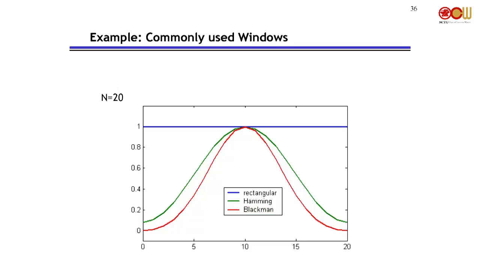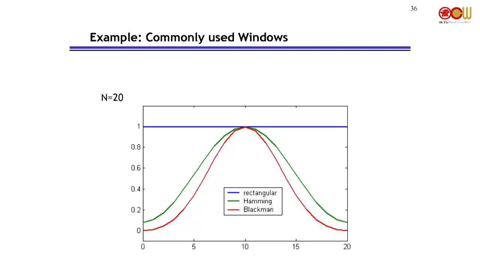From rectangular to Hamming to Blackman, we can see the shape is a little bit different. The rectangular window is just 0, goes up, and then comes down again. The Hamming window sort of tapers on the two sides. It's coming down on the two sides. And with the Blackman, it's coming down further on the two sides, like so. That's the shape. The window becomes more tapered at the two ends.